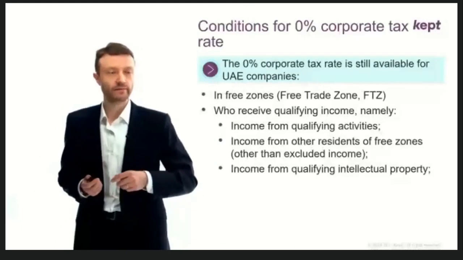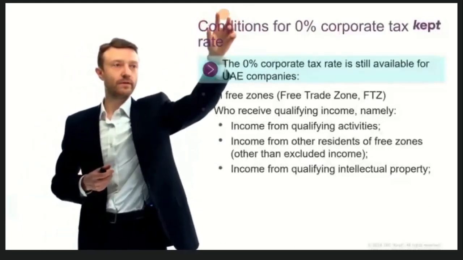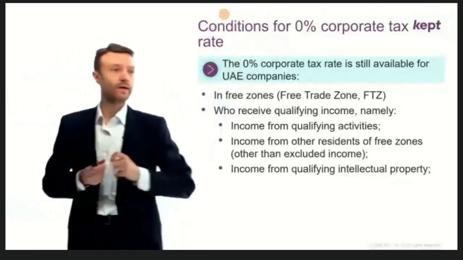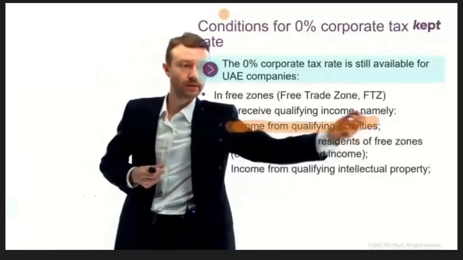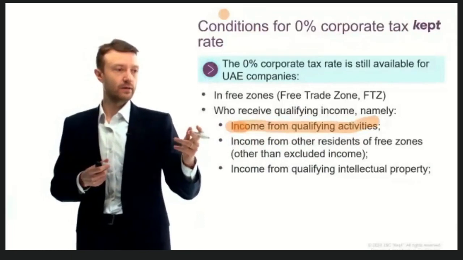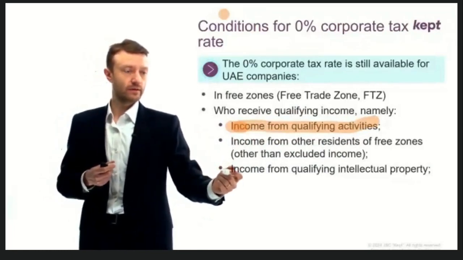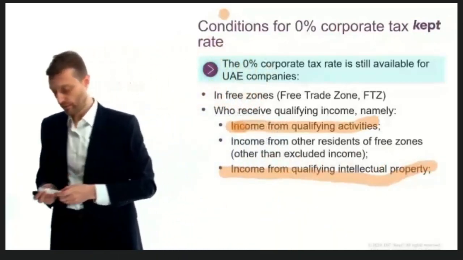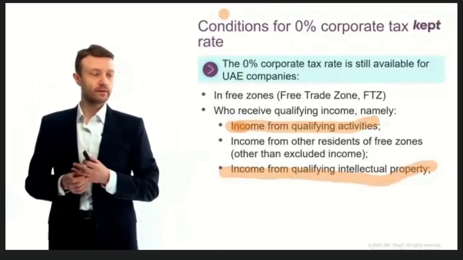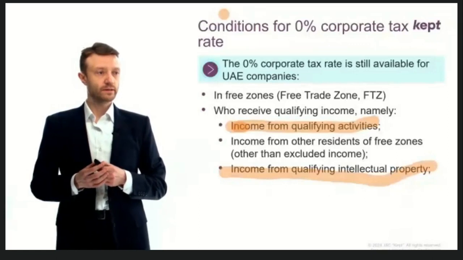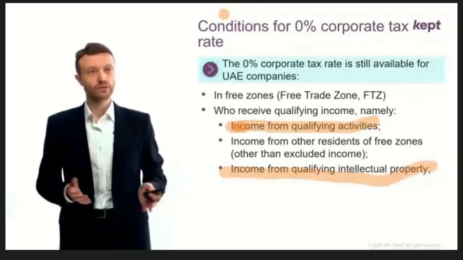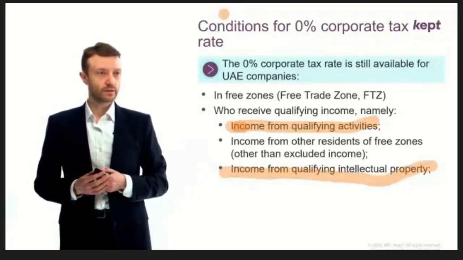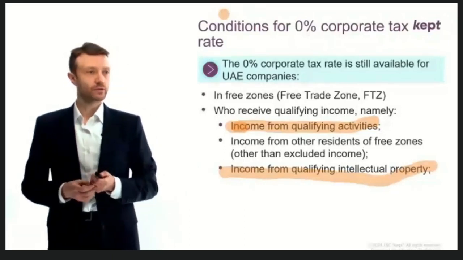Basically, we have changes, and we're going to discuss changes in three respects here. Let me highlight. One is income from qualifying activities: the list of qualifying activities changed in October last year. And qualifying intellectual property is something new. Before late last year, qualifying intellectual property was considered an excluded activity, which disallowed IP companies, for example, from applying the 0% corporate tax rate. That changed, and we're going to talk about this in a minute.